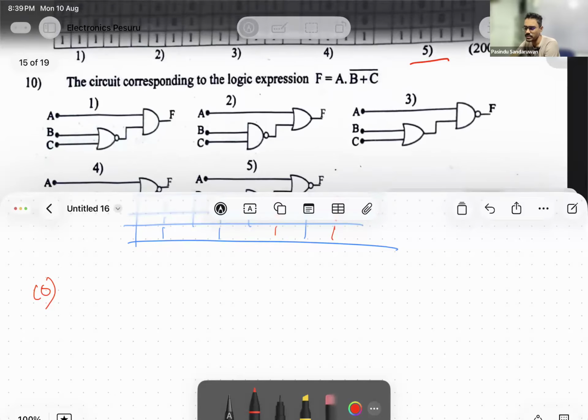Just write it out. B plus C. B plus C means it should be coming through a B plus C bar. It should be coming through a NOR gate, right?